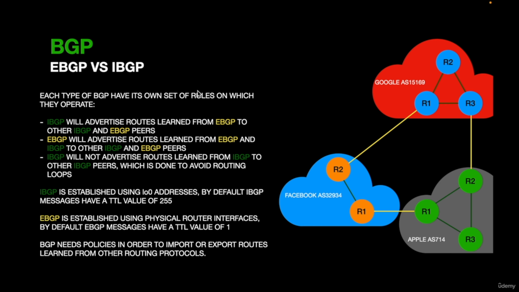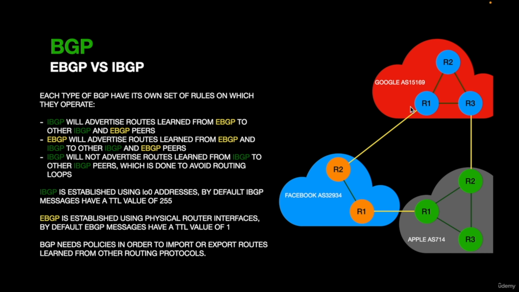Also, iBGP is established using loopback addresses, and by default iBGP messages have a time to live value of 255, meaning that this host here can form an iBGP relation with this host here as long as its loopback address is reachable, and there are no more than 255 hosts on the way.